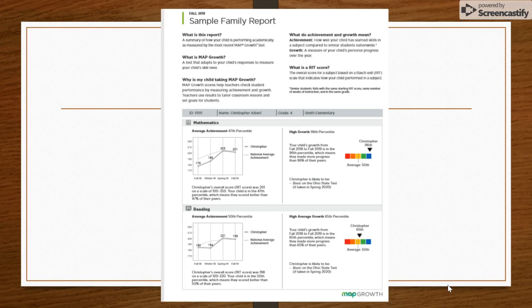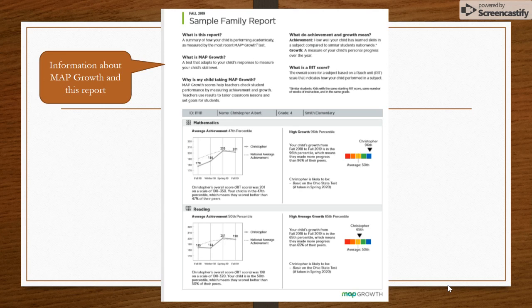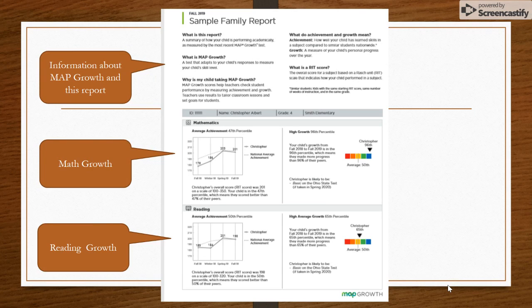This sample family report is of a fictional student that we're going to call Christopher Albert, who's in fourth grade at Smith Elementary. This report starts at the top by telling you about MAPS testing. What is this report about? What is MAP growth? Why isn't your child taking a MAP growth test? What do achievement and growth mean? And what is a RIT score? It then goes on to show you how your child has been growing in math and in reading.